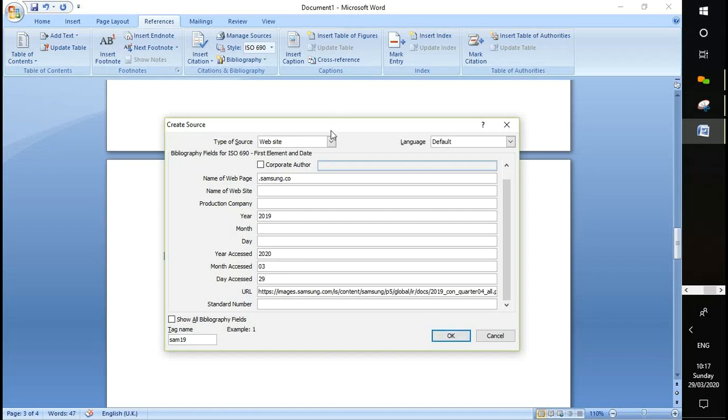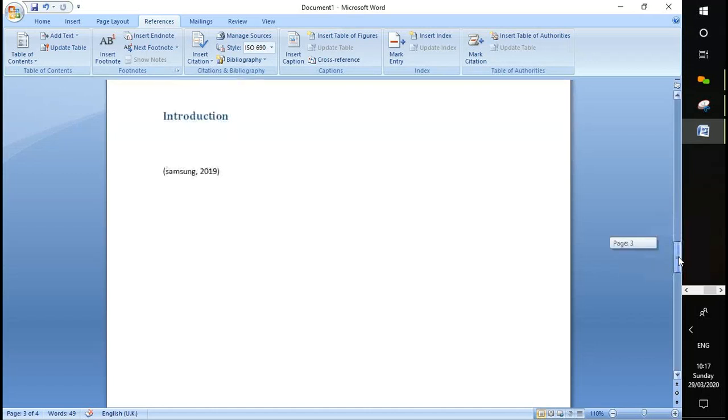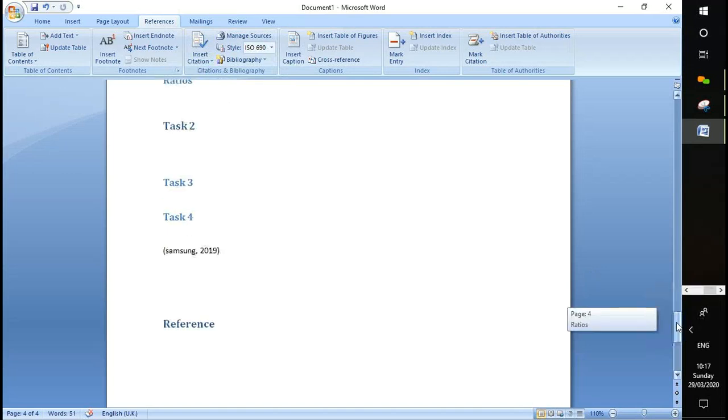Click OK. If you're using a book, you can change to book. If you're using a journal article, you can change to article. Click OK. If you want to give it at the end of the sentence or the beginning, you can even write according to Samsung. If you want to give the same reference again in your task 4, you don't need to copy it in again, just click it and it will drop there.